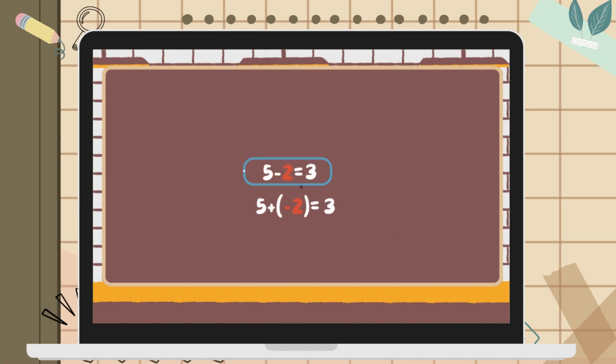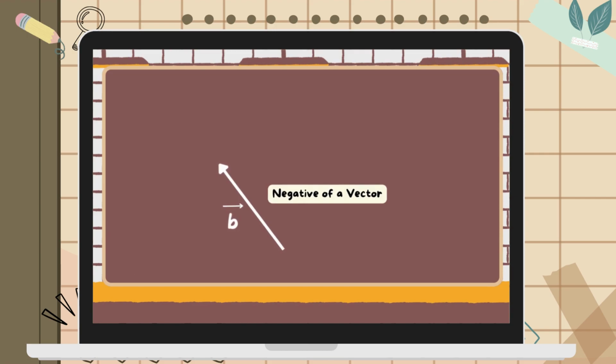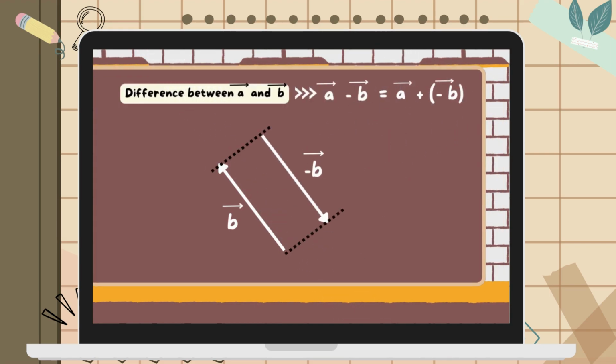So we see that the difference between two numbers can be written as the sum of the two numbers. Similarly, the difference between two vectors A and B is defined as the sum of the vector A and negative of vector B. Do you remember what's the negative of a vector? Right. For example, the negative of a vector B is a vector which has the same magnitude as that of B, but is directed in the opposite direction to that of B. We denote it like this.